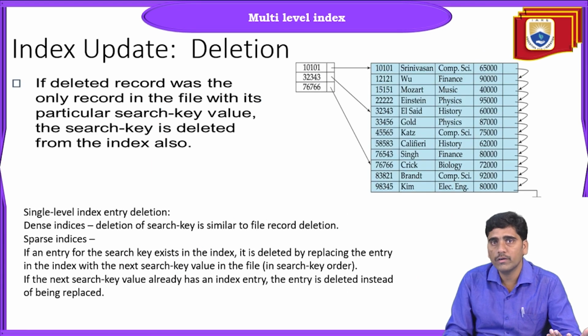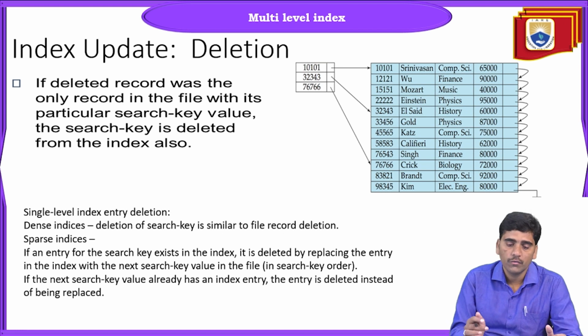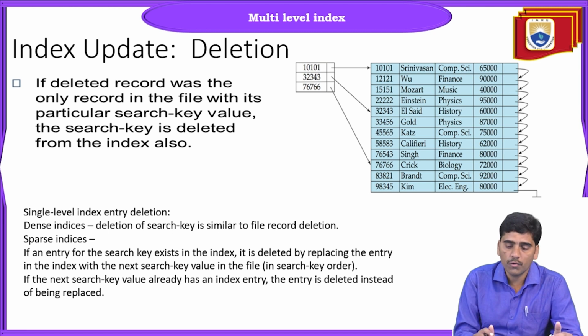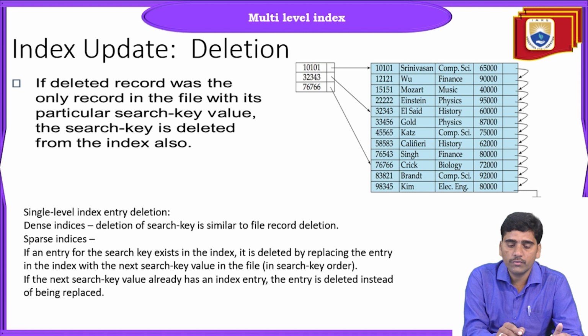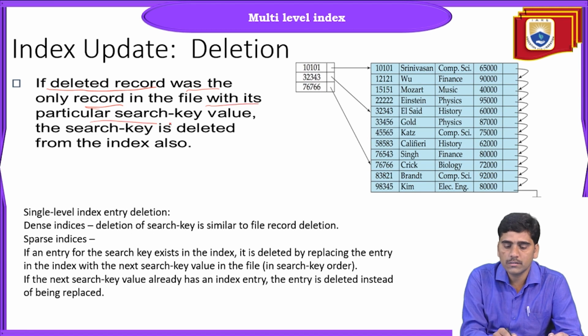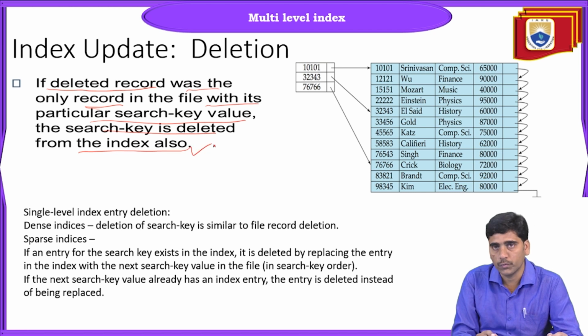So how are we going to perform a deletion operation on an index? Before deletion of any index value, we need to treat the operation as an update. See here: if the deleted record was the only record in the file with its particular search key value, the search key is also deleted from the index.